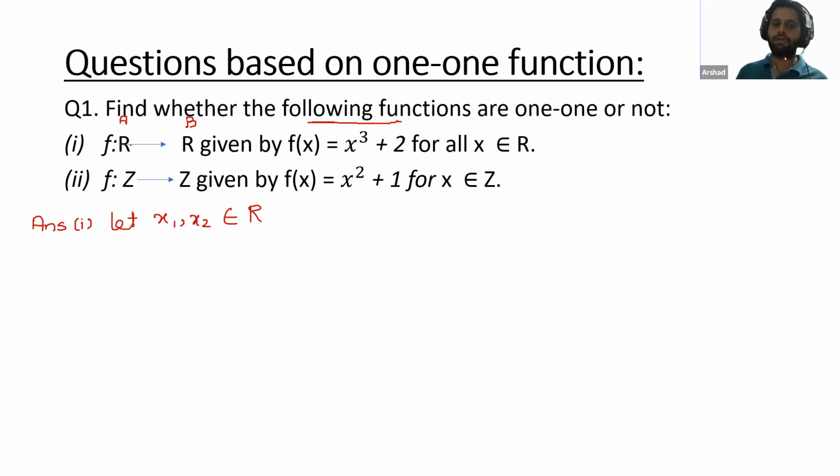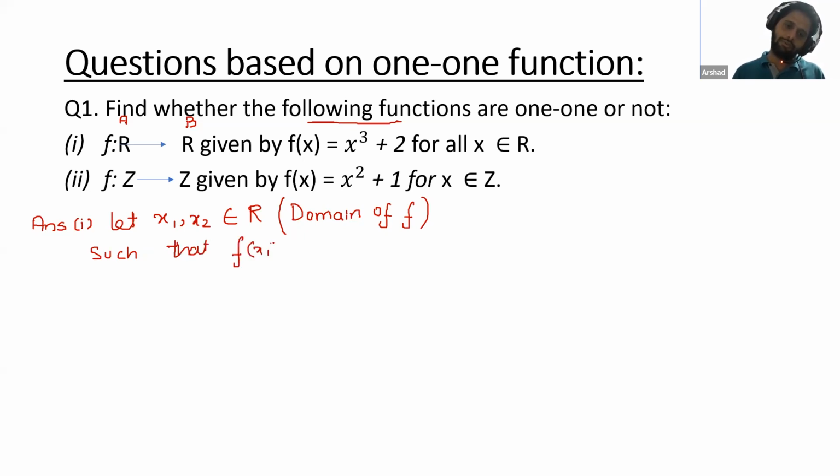Okay, we need to assume the values from the first set. Now here both the sets are given, so we might get confused. So we will write in the bracket, let x1, x2 belong to R. What is R? Domain of the function. Domain of f. Because both the sets are the same, we will get confused in the question. That's why we have written here domain of f. This is the first step. You need to assume x1, x2 belong to R, such that after this you need to prove that you need to put like this: f(x1) = f(x2).